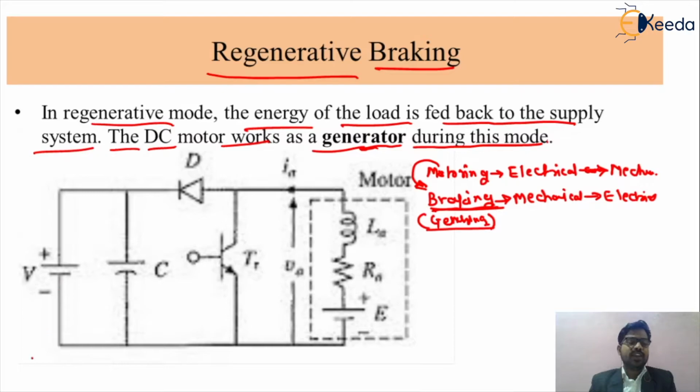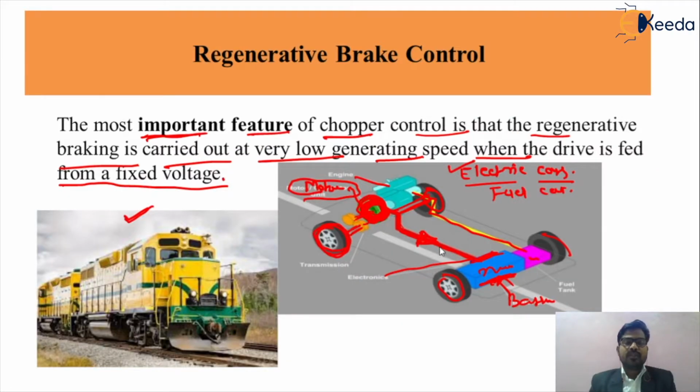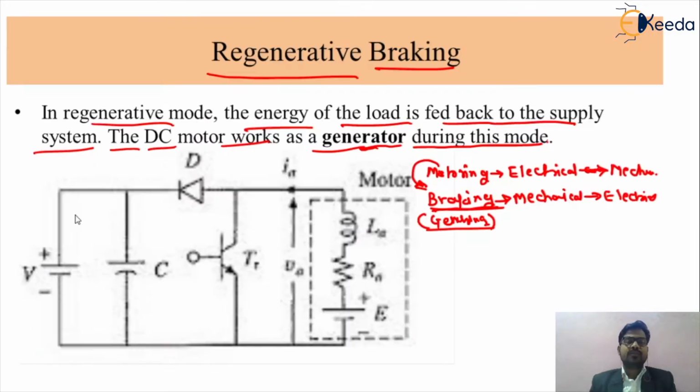So as we know, in that example, the motor works as a generator, and the energy generated by this generator is again fed back to your supply system. So friends, in regenerative braking mode, we have seen how the motor works as a generator. Let's understand this concept by means of a simple circuit diagram.